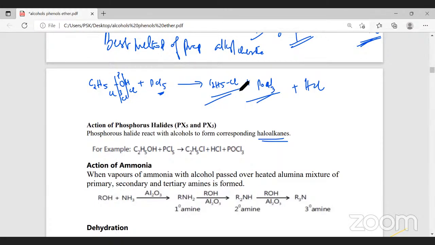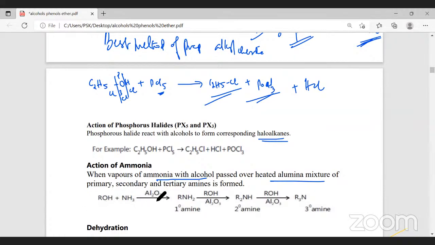In general, the phosphorus halide can be phosphorus pentachloride, phosphorus pentabromide, or phosphorus pentaiodide. This reaction will take place. The next reaction is the action of ammonia. When vapors of ammonia react with alcohol, both alcohol and ammonia vapors are passed over heated alumina. Primary, secondary, and tertiary amines are formed.